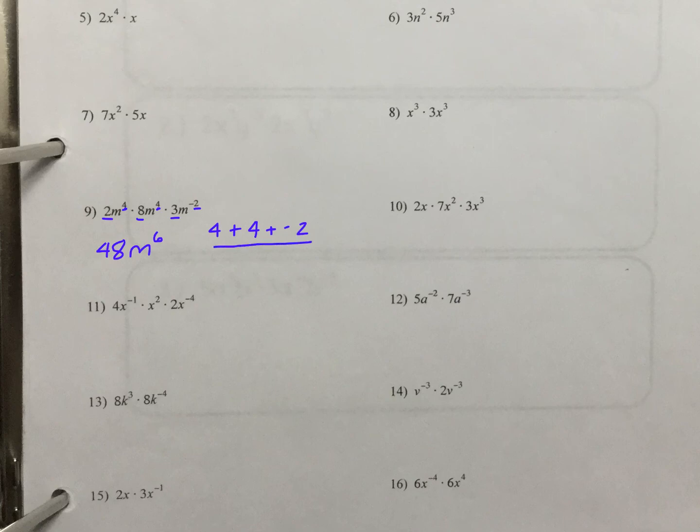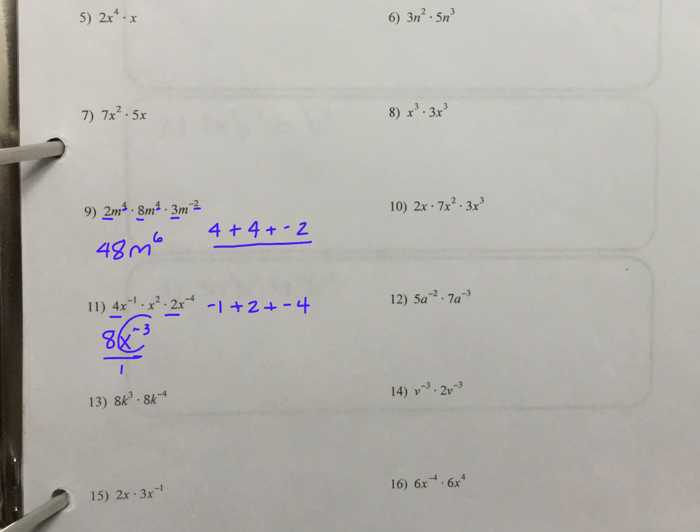We're going to look at one more. Let's look at number 11. 4 times 2 is 8. Copy my x down. Negative 1 plus 2 plus negative 4 makes a negative 3. Well, if you'll remember from a previous video, we can't have a negative. That's an illegal answer. So I'm going to make it a fraction.